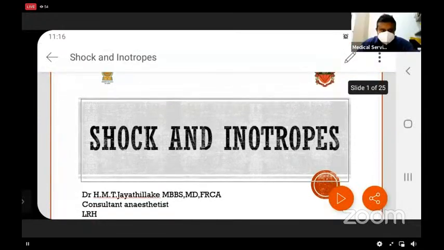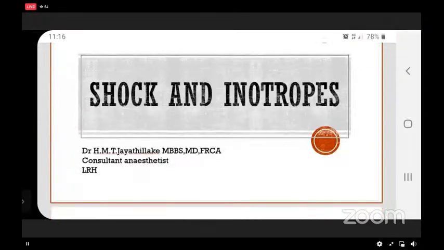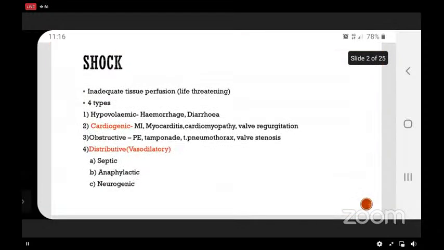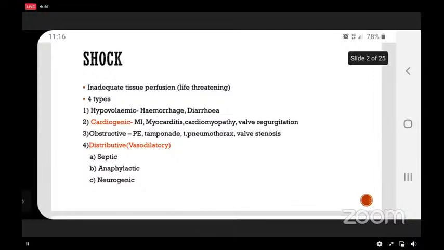So we'll start. Again, my name is Dr. Kusitha Jayatilake. I'm working at LRH. So we are talking today basically about shock and inotropes, and also we are going to discuss vasopressors and fluids a little bit. These things are very important for you when you are working in the hospital as a house officer or in your post-intern period as well.